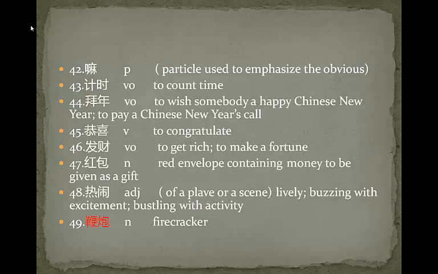Alright, so number 43, 计时, to count time. Okay, the first character can be divided into left and right part. The left part is a radical we call 言字旁. Usually this radical indicates something related to language or speaking. So I guess maybe like when you count, you need to say something. So that's why this radical is used. And the right part is 十, right? The character indicates 10.